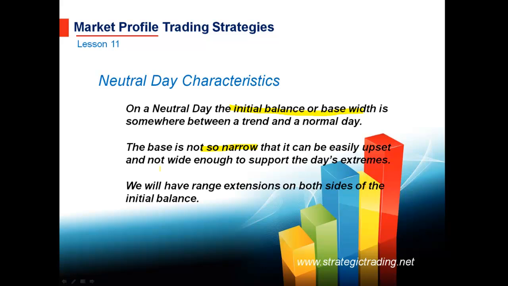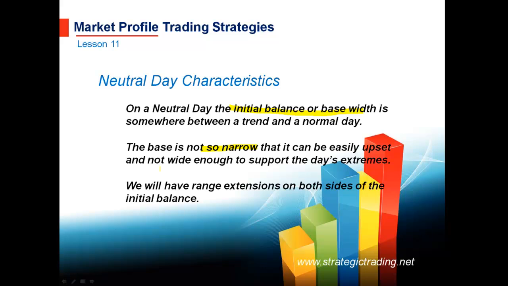If you have a lamp at home and your lamp has a small base, you'll find that your lamp has a propensity to fall down frequently. But if it has a wide, large base, it's stable. It sits in its place more securely. And the same holds true for our initial balance. When we get these narrow, small initial balances, they are likely to get upset sometime during the day. And we're going to see the day's extremes develop outside that initial balance, unless, of course, we end up with a completely non-trend day.